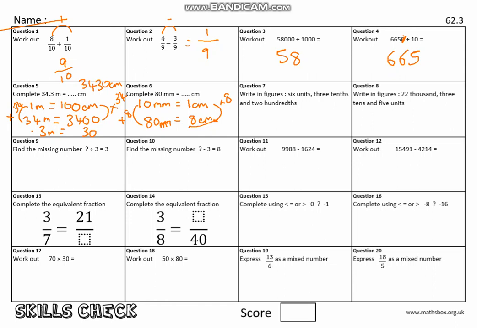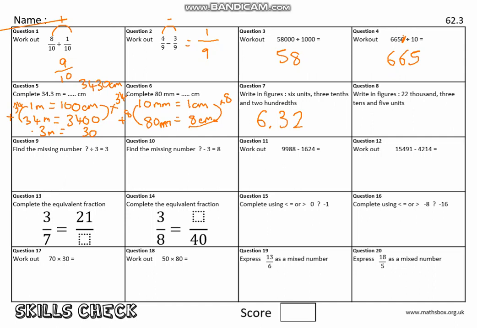Next one then, write in figures 6 units, 3 tenths and 2 hundredths. Remember, units are just like 0 through 9, so we'll have our 6 here. And then I know I've got 3 tenths, not tens, but tenths. So I'm going to have a decimal point, and then I've got my 3. So 0.3 is my tenths column, and then I've got 2 hundredths. So that's where that one goes.